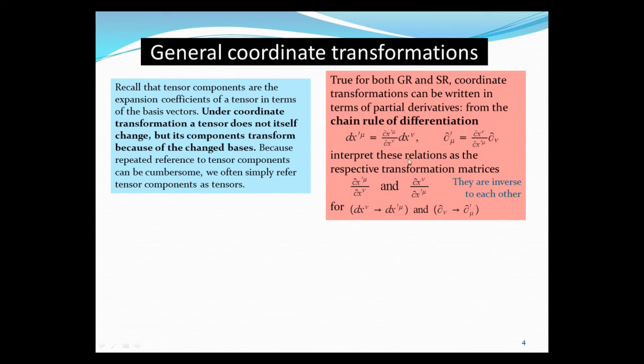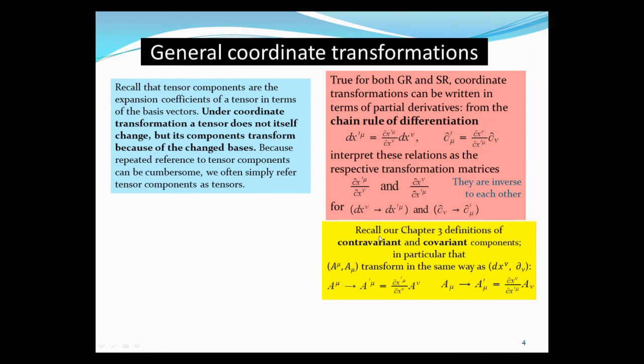So we can interpret these as transformations of dx prime and del prime, and these are transformation matrices written as partial derivatives. And it's also clear they are inverse to each other. Okay.